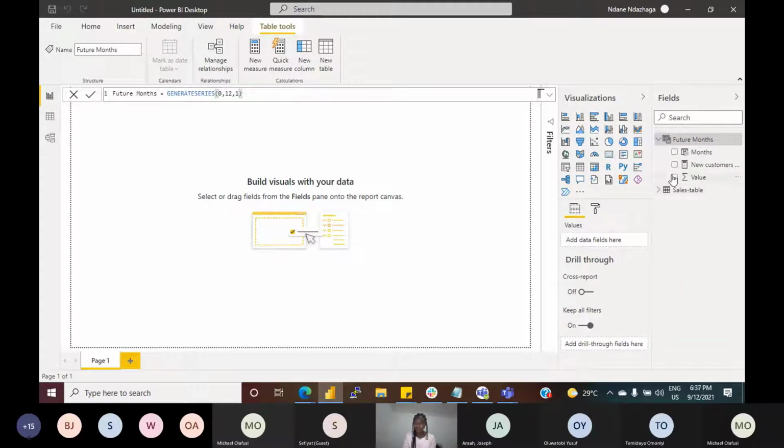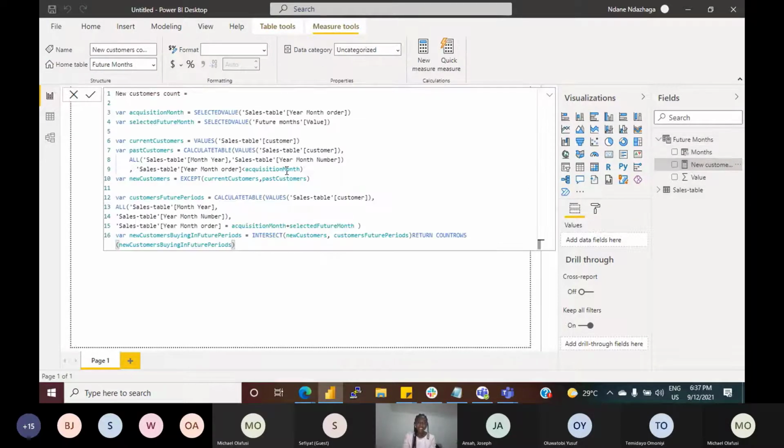If you are using a date table, you just need to reference it here, call out the date table and then the year months order. But for this one, our date is attached to the data set. So the variable is the acquisition months, and then the selected future months, that is the following months from the first month that the customer joined. And then your current customers, and your past customers, who are your existing customers.